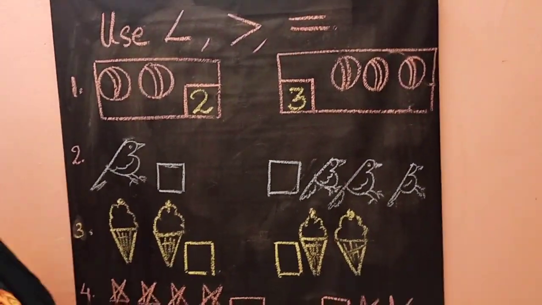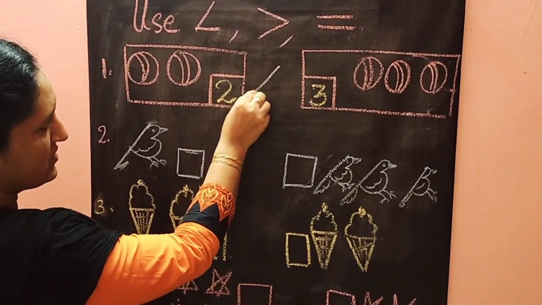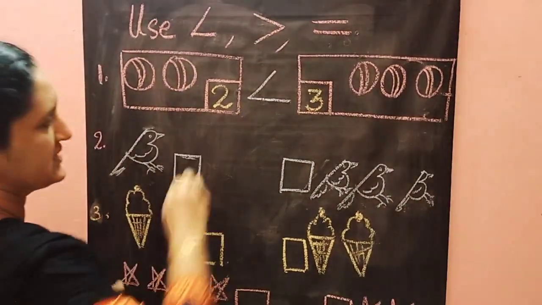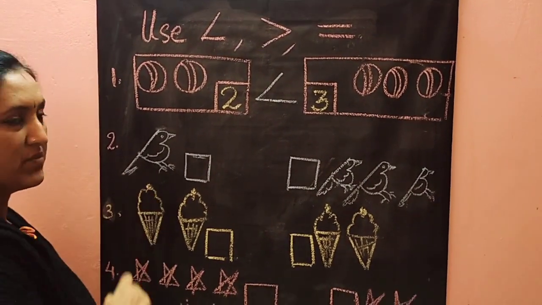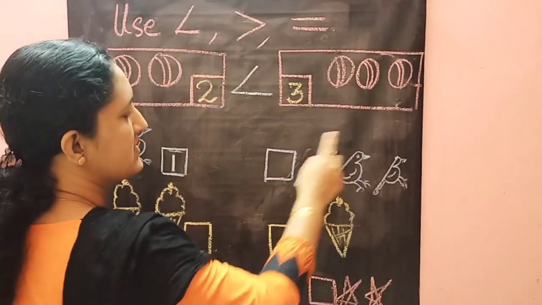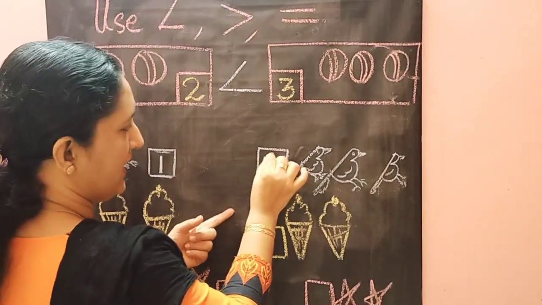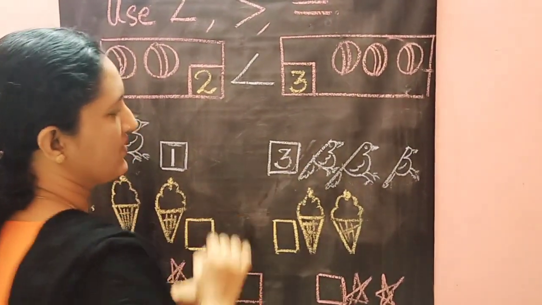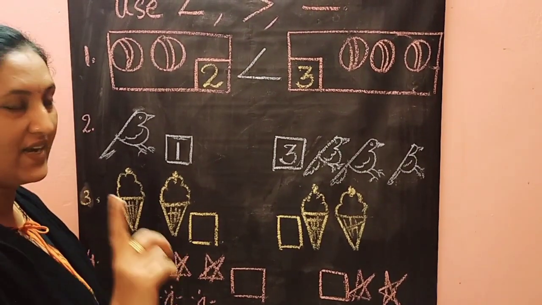Here, how many birds are there? So we can insert the less than symbol. So tell me, how many birds are here? 1. And in this group, how many birds are there? Okay, 3. So which symbol do you want to use here? You have the idea now.